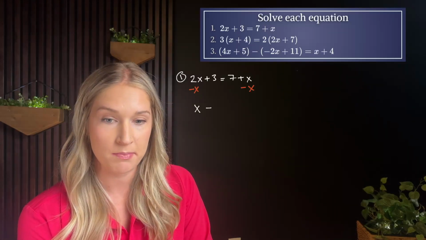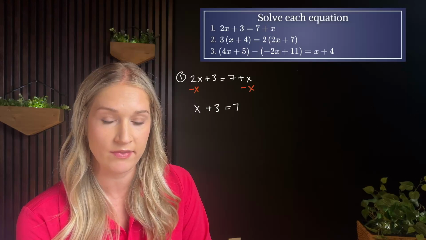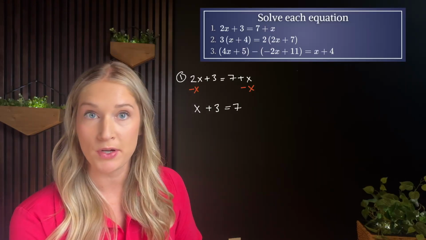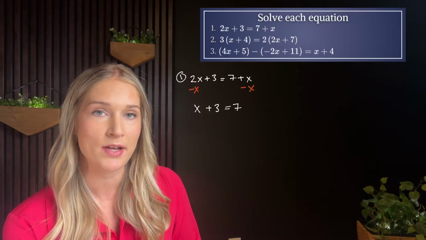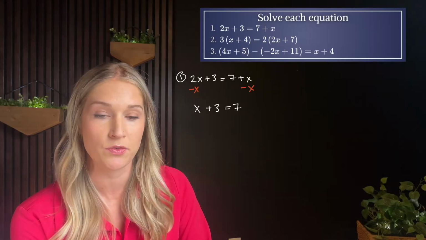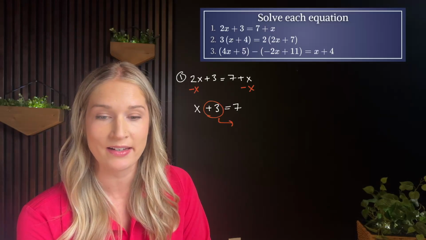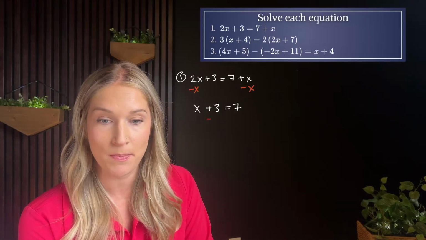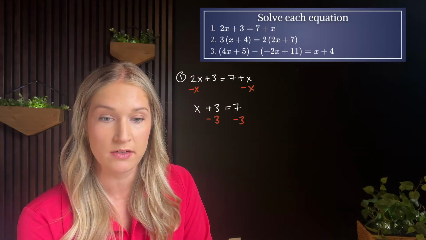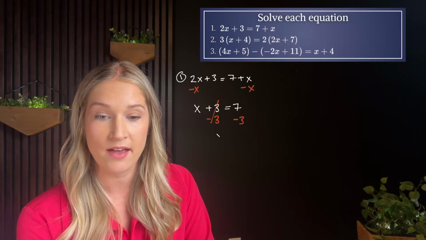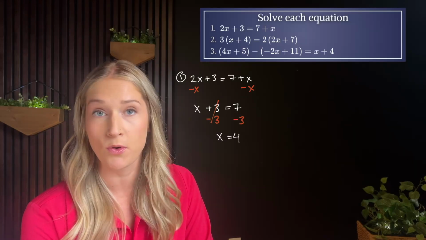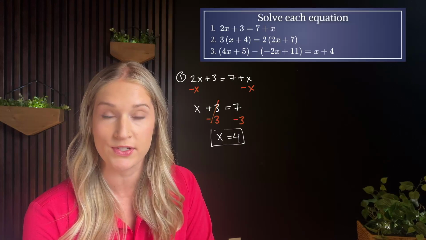I didn't touch that plus 3 or the 7. Now I've decided that I want my variables on the left, so all of my constants, or everything that doesn't have an x, needs to be moved to the right. So this plus 3 needs to move to the right-hand side. Since it's being added, I do the opposite, which is to subtract 3 from both sides, and then I have x is equal to 4, and that is it for our first equation.